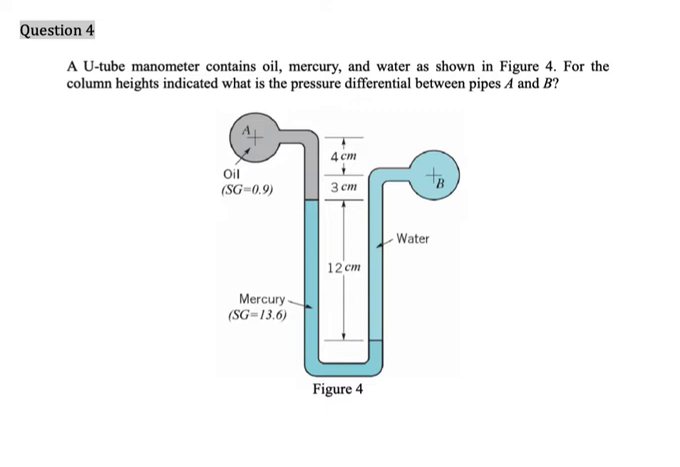This is question 4. A U-tube manometer contains oil, mercury and water as shown in figure 4. For the column height, indicate what is the pressure differential between pipes A and pipe B. So in this diagram, please bear in mind that this circular is actually the pipe.